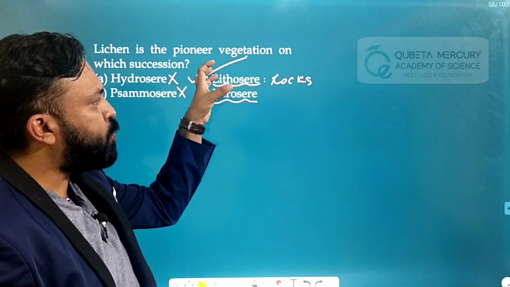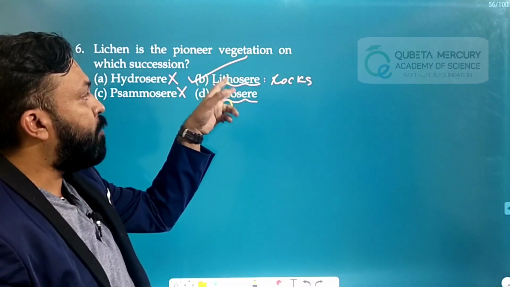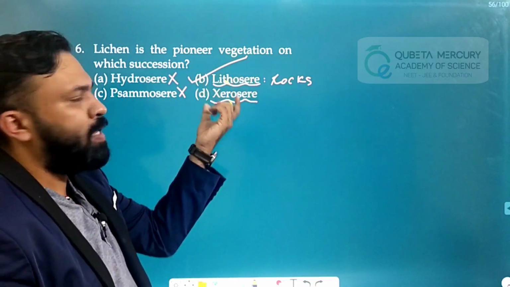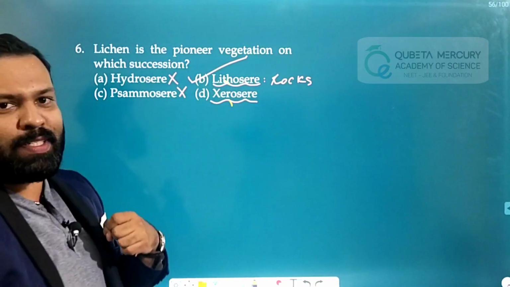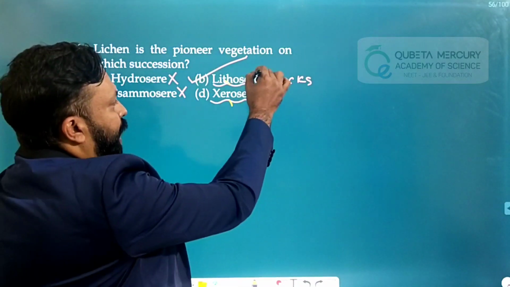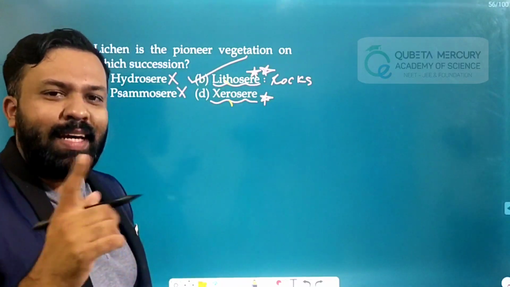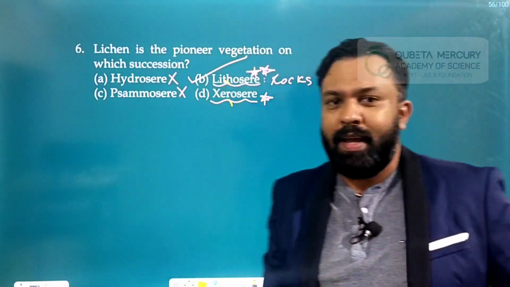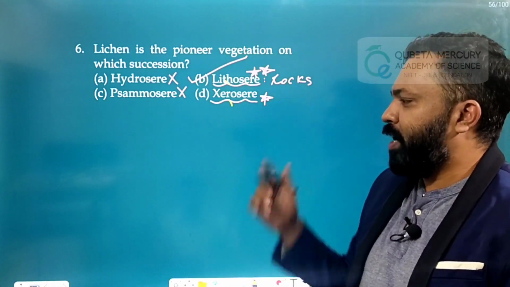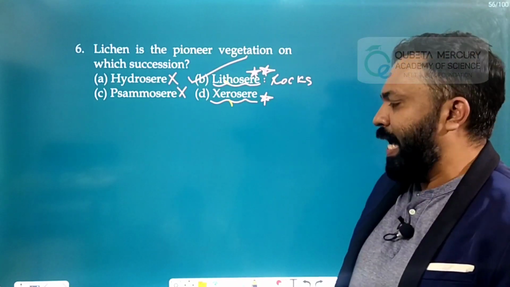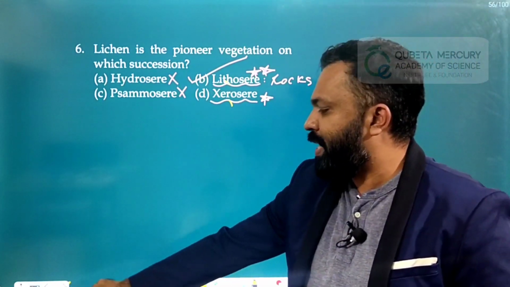If the Lithosere option was not there, then you may just move for Xerarch, right? So the priority answer is Lithosere, and the second priority alone is Xerarch. That is the succession priority meant for lichens as the pioneer species. Okay, yes. Here comes our question number 7.